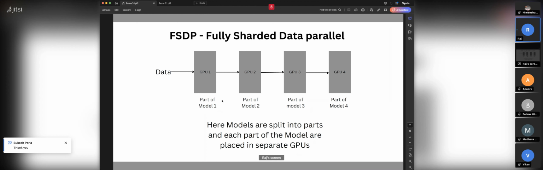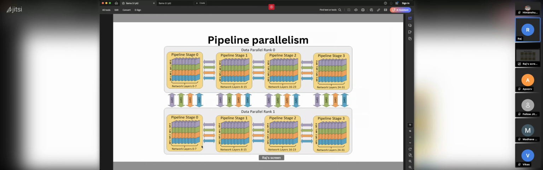All right. So we have handled tensor parallelism, we have handled data parallelism, and we've explained what FSDP is. Now, what you need to understand is pipeline parallelism.